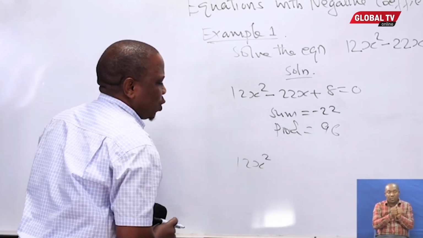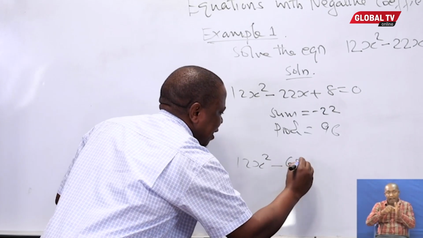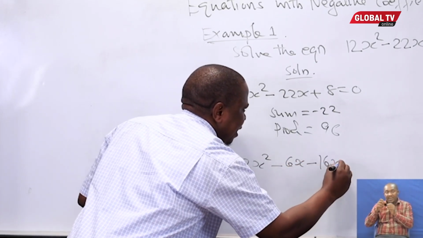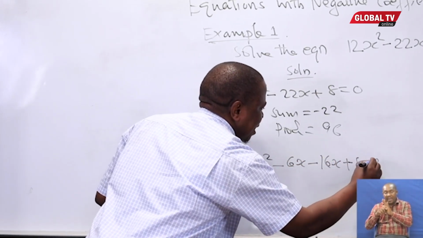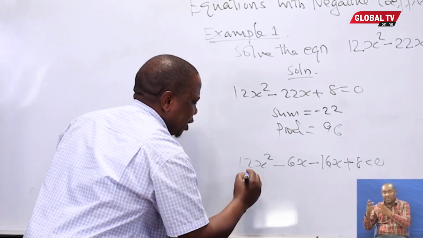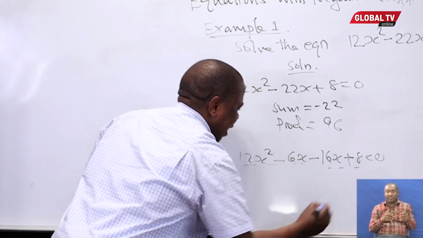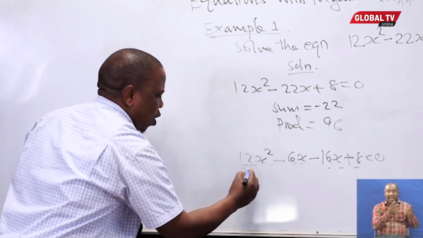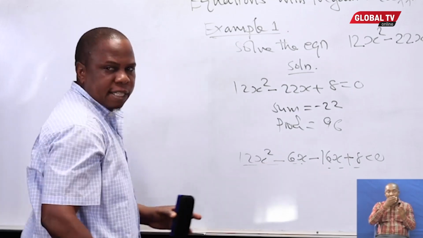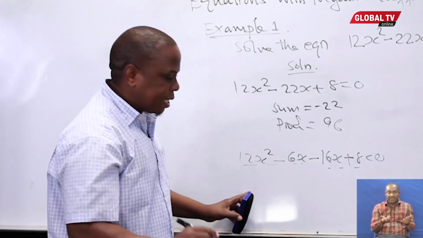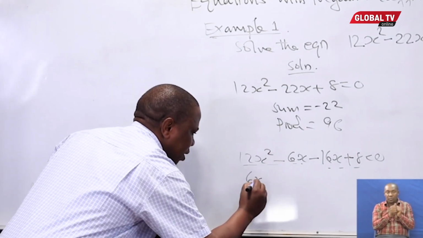Instead of writing 22 there, you write minus 6x minus 16x plus 8, that is equal to 0. Upon grouping them in 2, take this 2 here and this 2 here. What is the common factor between 12x squared and 6x? It is 6x. Take 6x out.